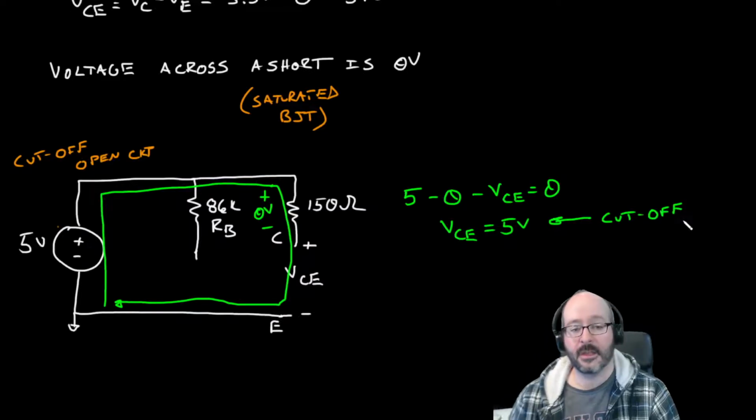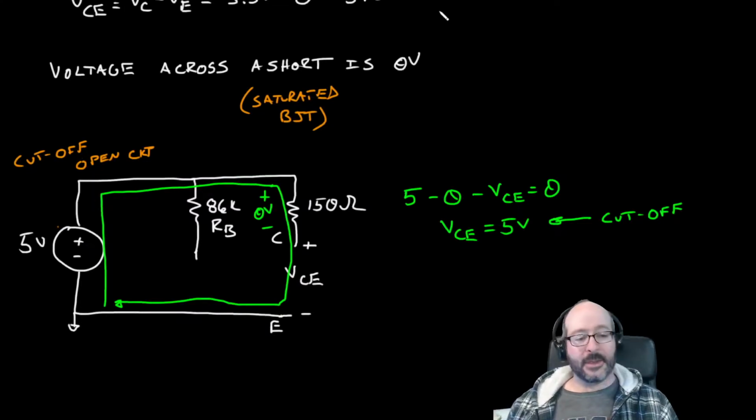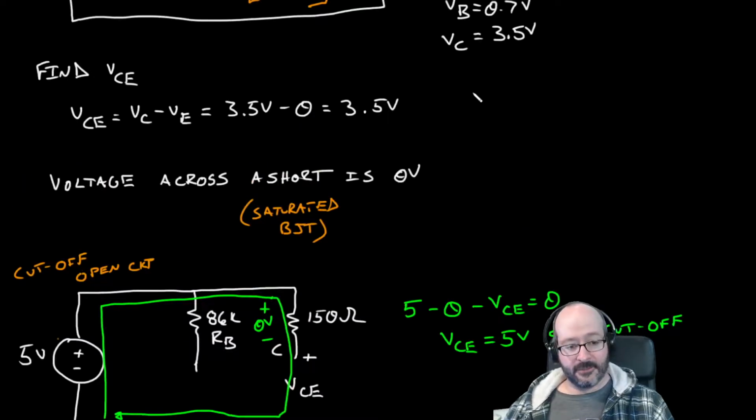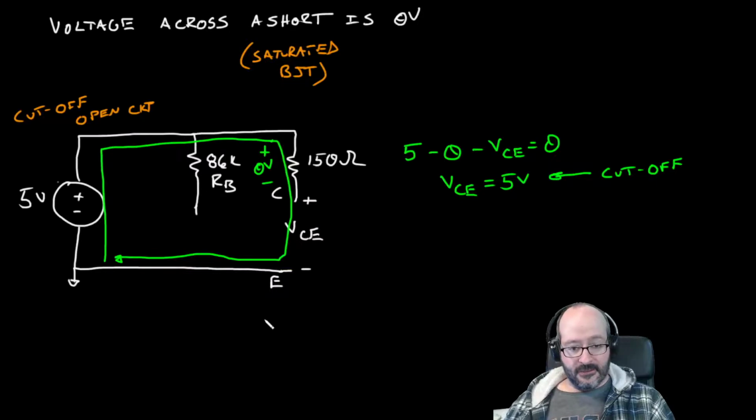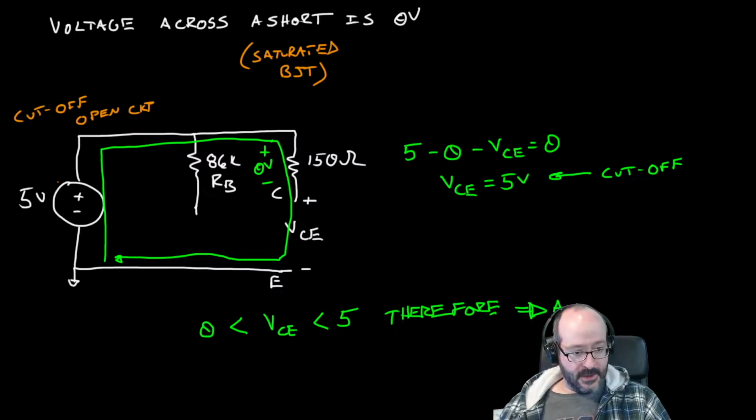So in saturation we expect VCE to be 0, in cutoff we expect it to be 5, and we got something in between. So VCE is greater than 0 and less than 5, and therefore we are in the active region.